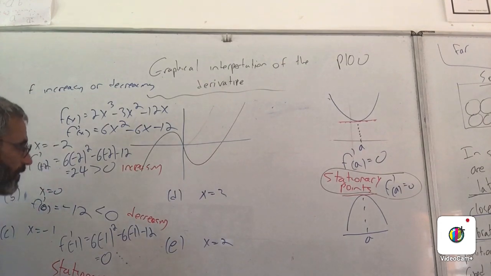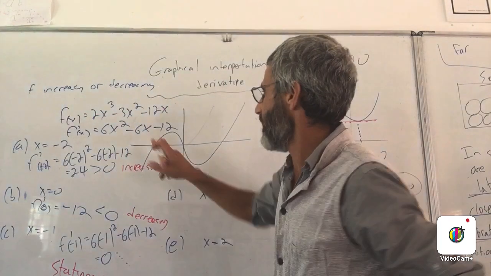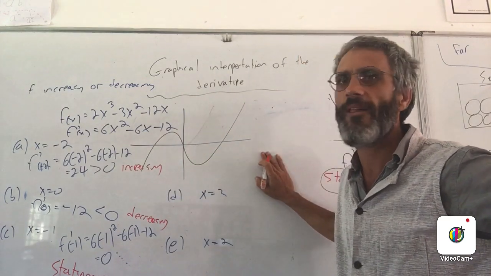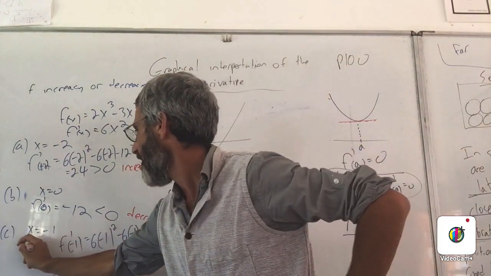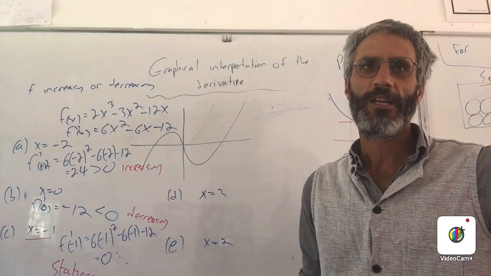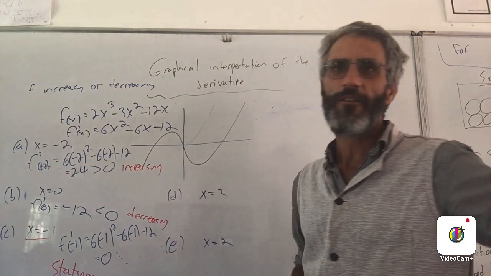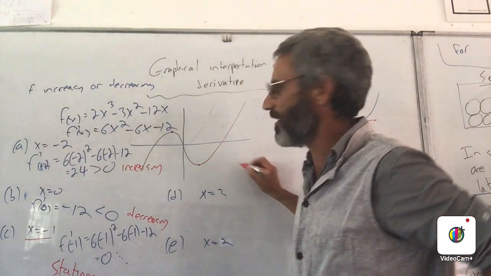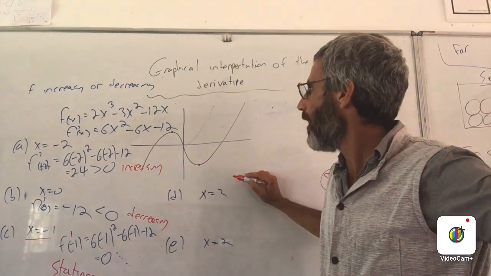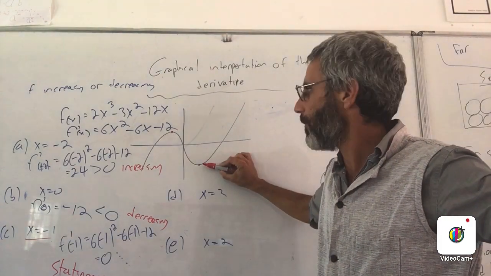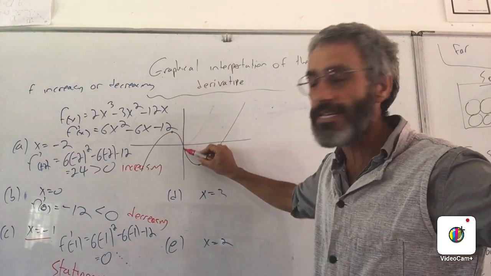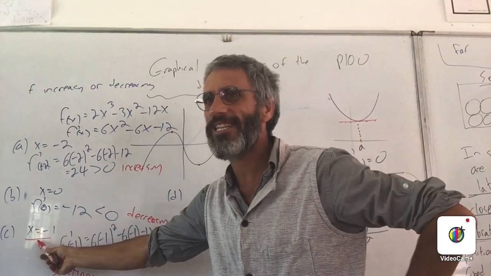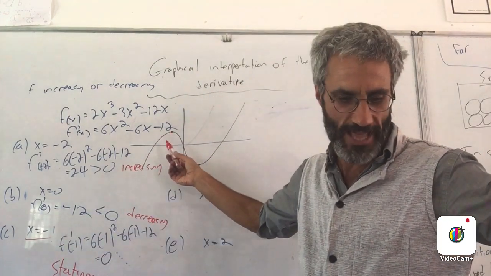But is it increasing and then decreasing, or is it decreasing and then increasing? Correct. So from looking at the graph, there are 2 stationary points, isn't it? One is a maximum, one is a minimum. One is increasing and then decreasing, the other one is decreasing and then increasing. Now, because I'm looking at x equals minus 1, that obviously is this one.